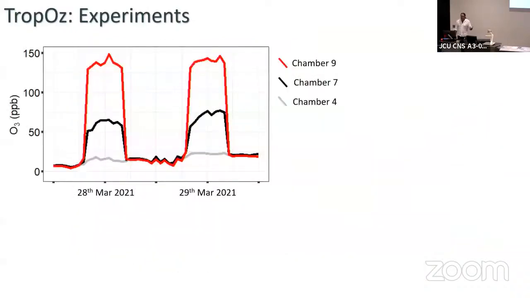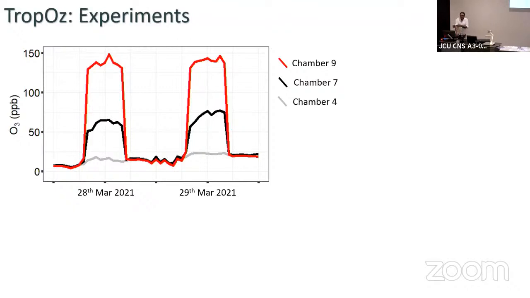The first thing to note is that yes, they work. We can see a range in ozone concentrations within our chambers. I'm just showing you three here because otherwise it gets a bit crowded. But yeah, we've got the three different chambers. And what you can see is that from chamber 4, which is our considered ambient chamber, we're adding ozone in various concentrations throughout the daylight hours.